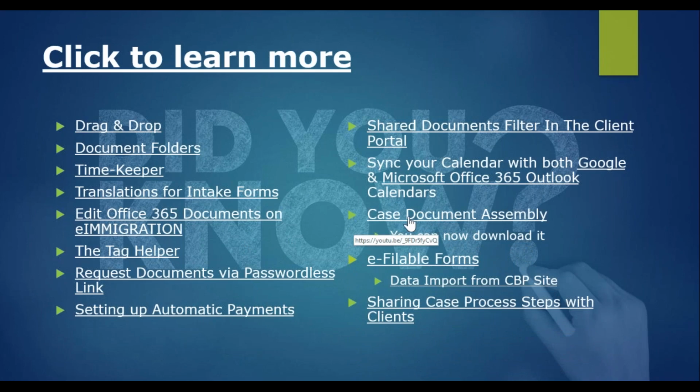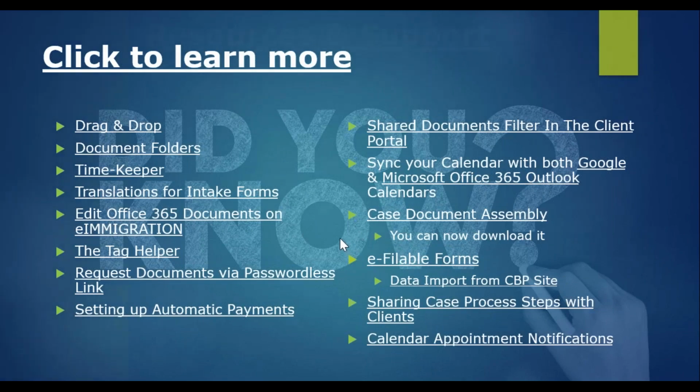Here's a case document assembly. Did you know that we have e-filing? Also, a great feature to consider if you don't have it yet, because you can also import data from the CBP website and you can file the DS-160 or USCIS forms or the ETA 9089. So make sure that you contact our team if you're interested in e-filing.